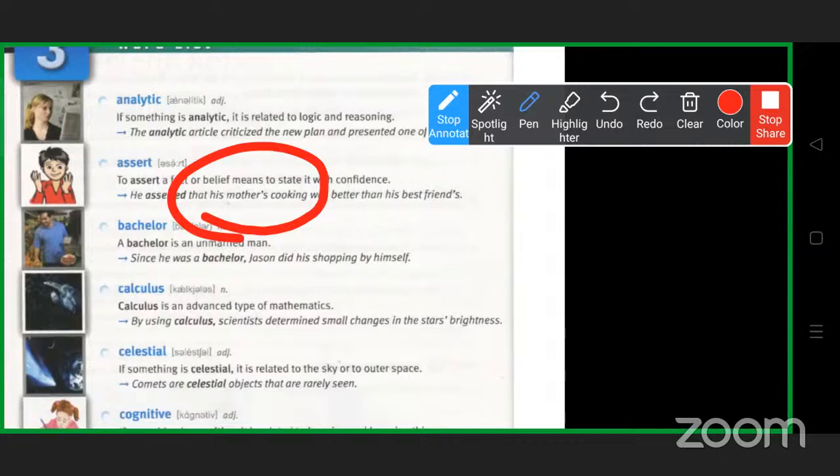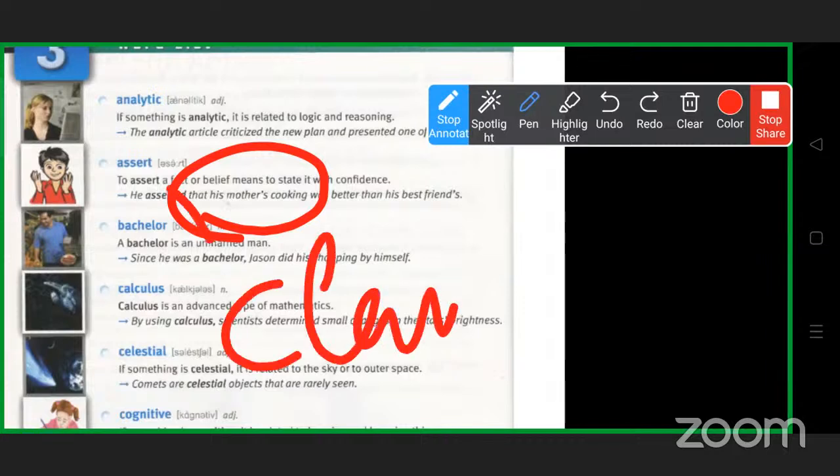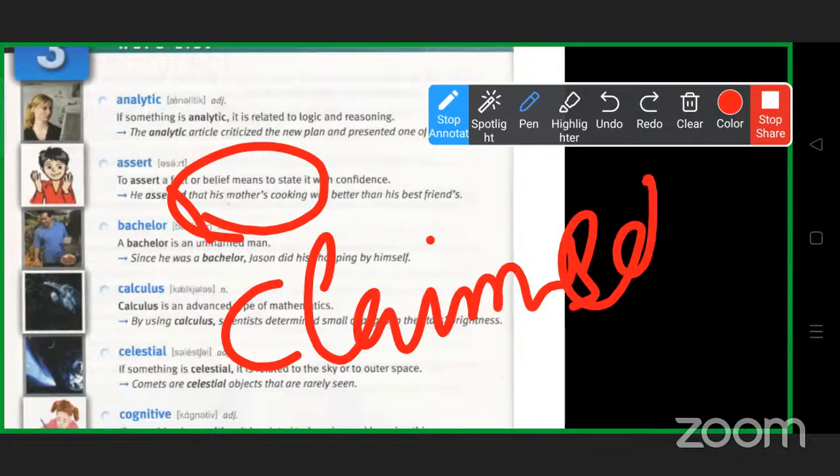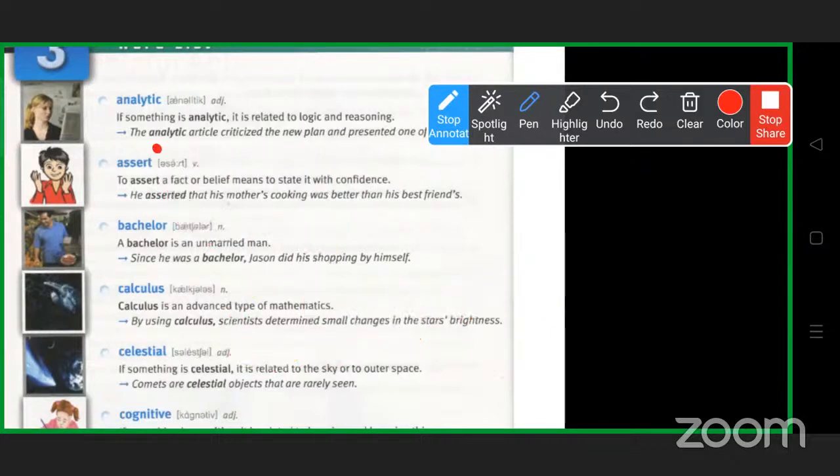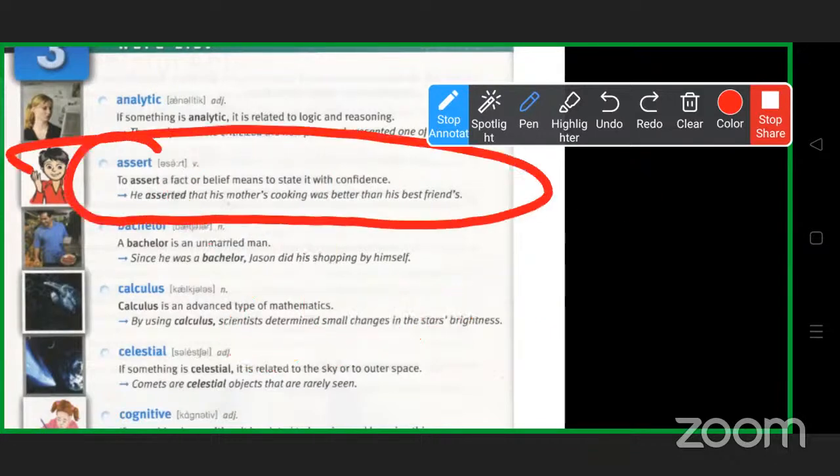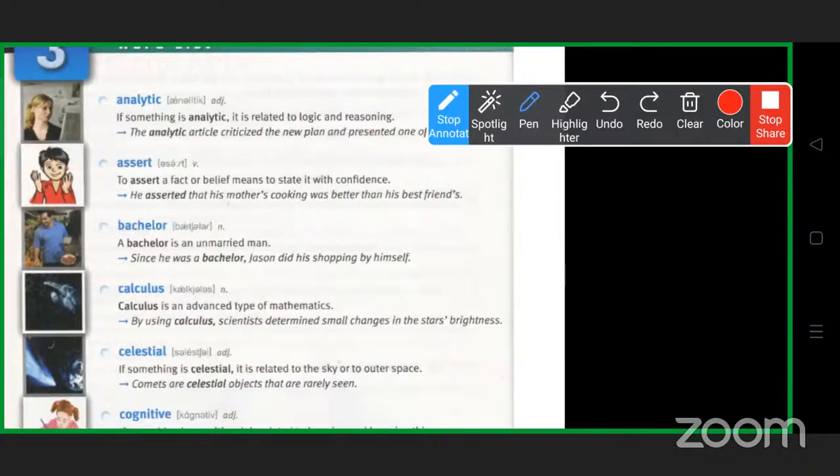He said that can be a common thing, like he said that but he didn't have the confidence in that. But when he's confident about what he is asserting, or what he is actually claiming, we can replace it with claim also. He claims that, or he claimed that, something like that. So assert is more with confidence. You can understand now, I hope so.